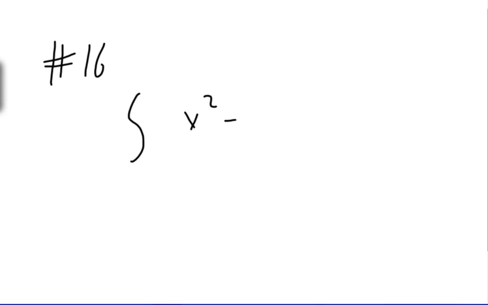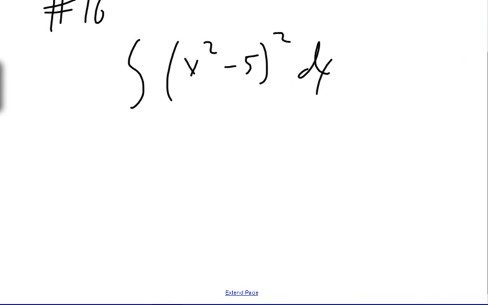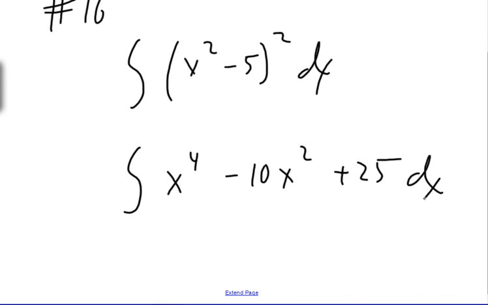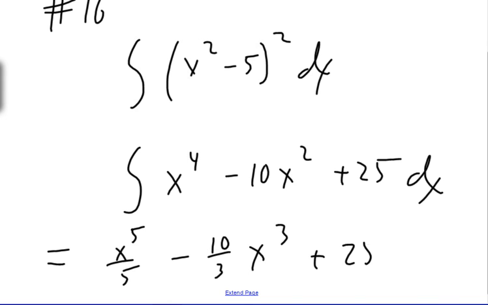x squared minus 5 squared dx. Alright, so the integral of x to the 4th minus 10x squared plus 25 is x to the 5th over 5 minus 10 over 3 x cubed plus 25x plus c.